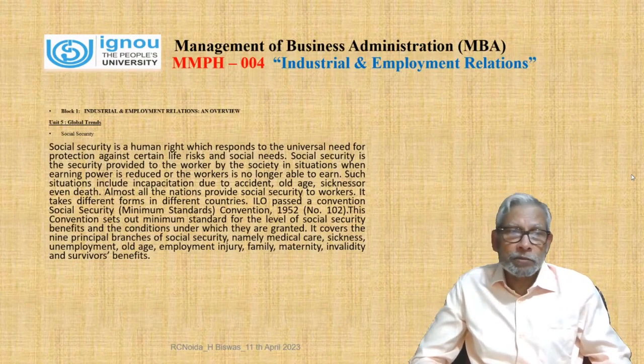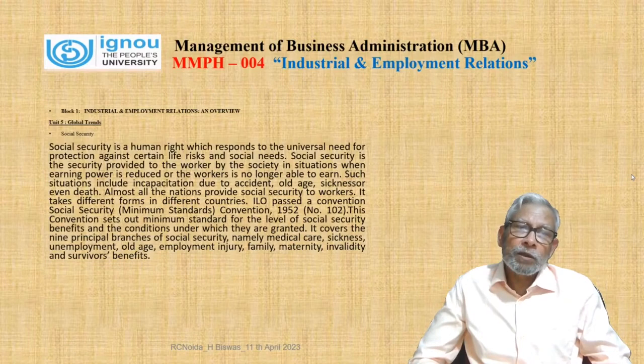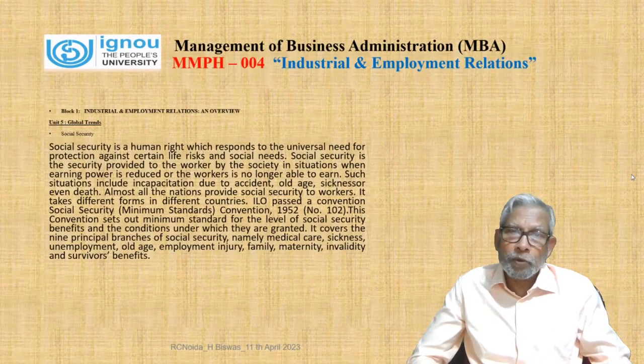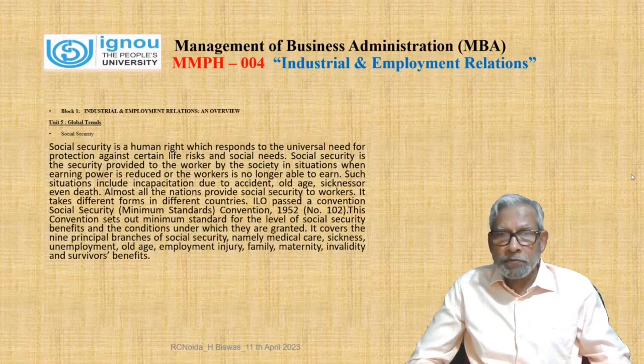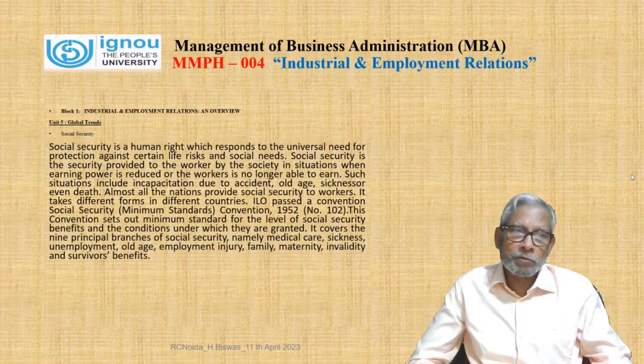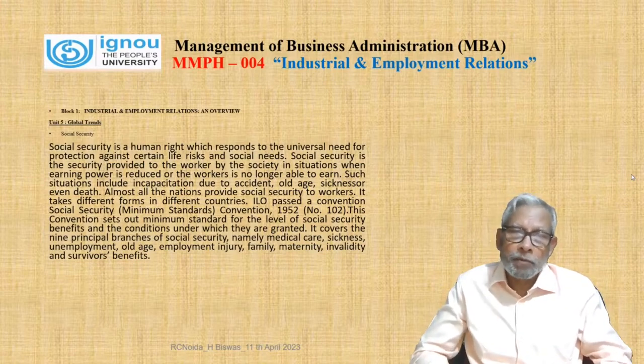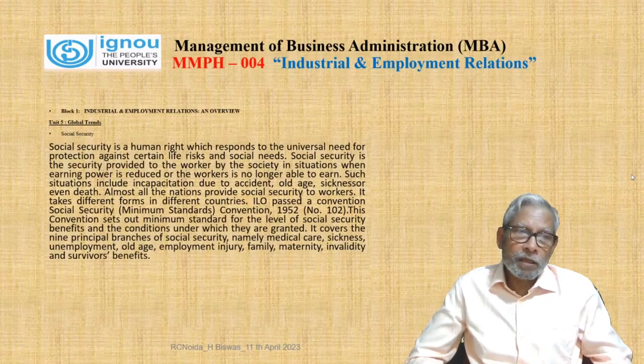So ILO passed a convention on social security minimum standards. The 1952 convention number is 102. During the convention, a lot of rules or standards were approved, or you can say passed by the committee. So in the 1952 convention, ILO passed some social security norms. Some minimum standards they have mentioned, these benefits and the conditions under which they are granted. It covers the nine principal branches of social security.